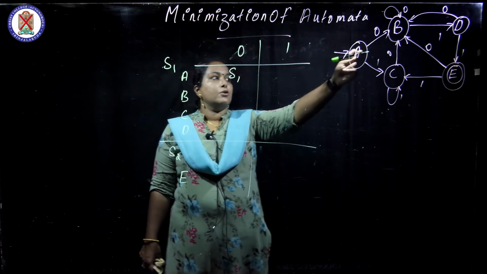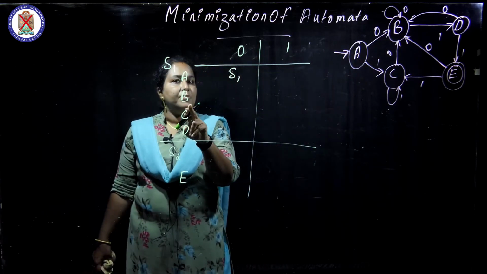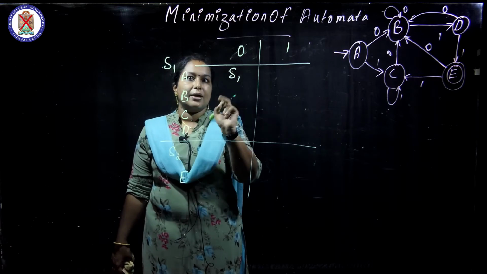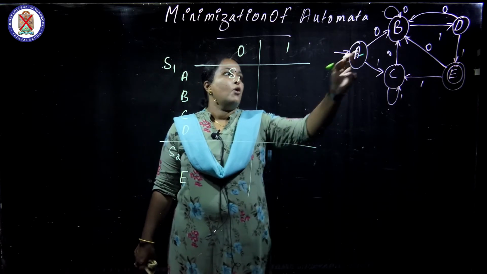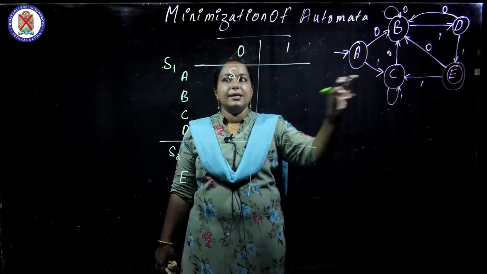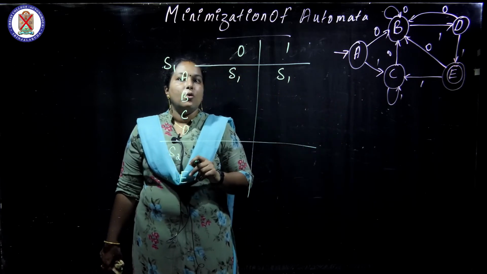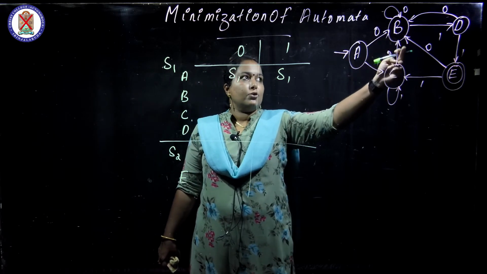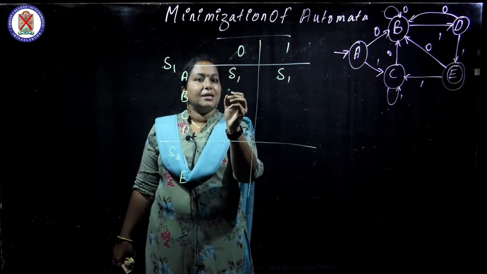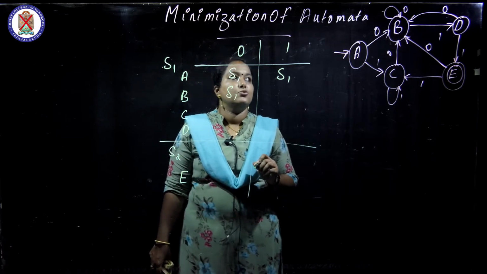So A on 0 goes to B. Where is B lying? B is lying in the set S1, so I write S1. A on 1 goes to C. C is in the set S1, so I write S1. Okay. B on 0 goes to B itself, that is in the set S1, so I write S1.